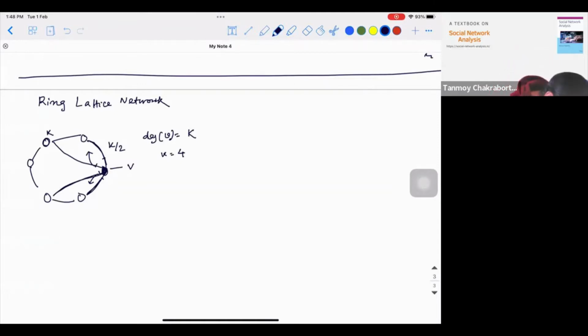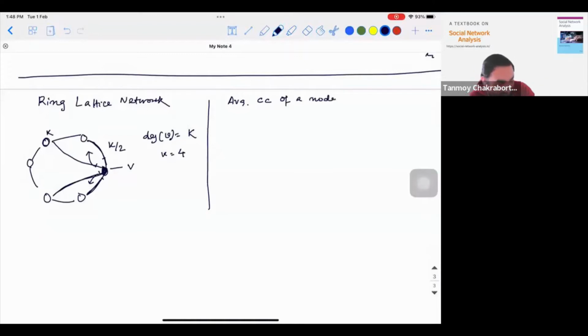Now the question is, in this particular setting, what's the average clustering coefficient of a node? This is a little bit tricky, but please follow the instructions properly. You will understand it. When we measure the clustering coefficient of a node, what are the two things that we measure? One is the actual number of edges among the neighbors, and it is divided by the possible number of edges among the neighbors.